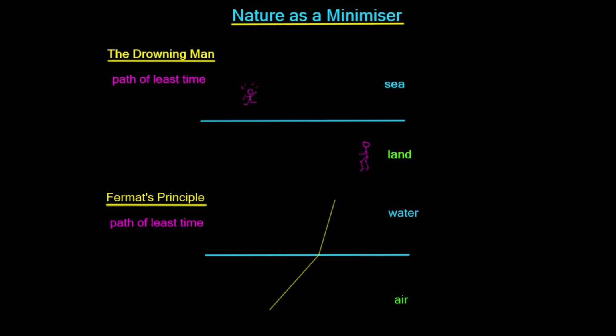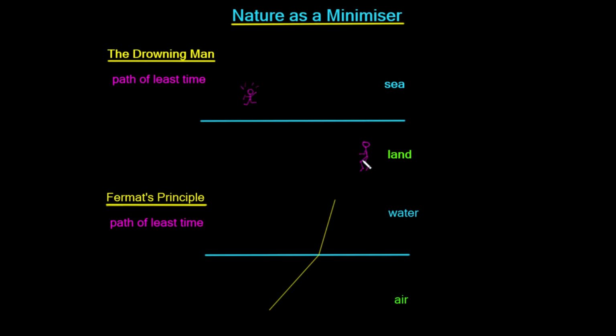In this video we're going to look at a few examples of how nature works as a minimiser. Now let's say for example you're walking along the beach, so you're on the land here and you're just walking in this direction and you see someone in the sea and they're in difficulty. So you want to help them.